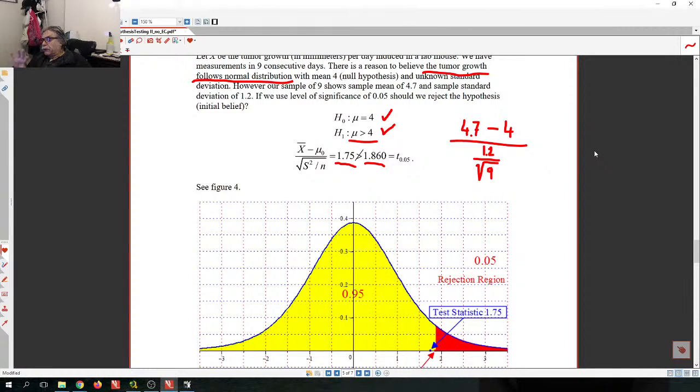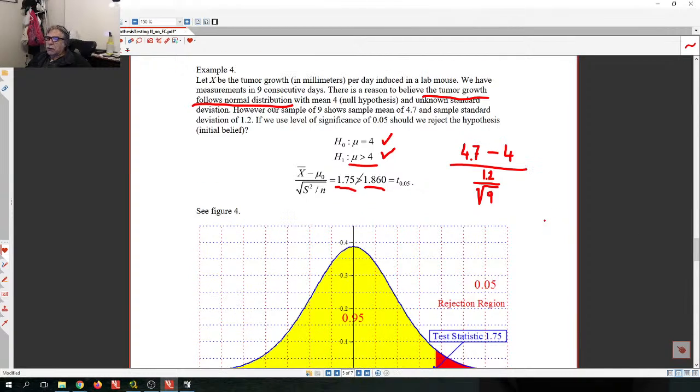We don't have enough evidence to claim it's more. So maybe there's some kind of chemical given to that mouse. It's very toxic, and we would like to conclude it's more toxic than anybody thought before. But we don't have enough evidence.